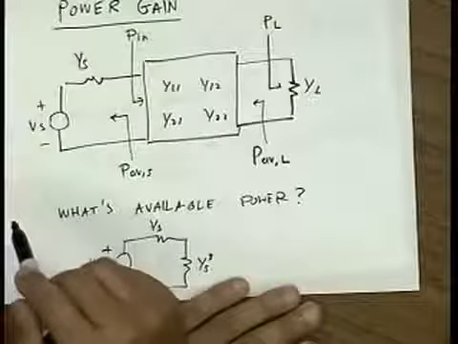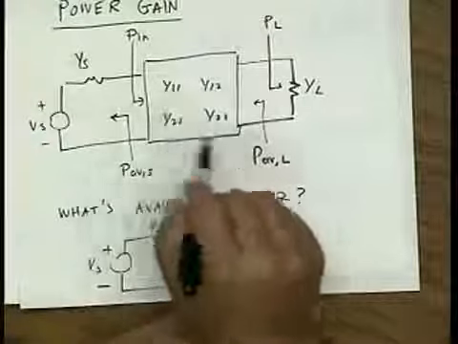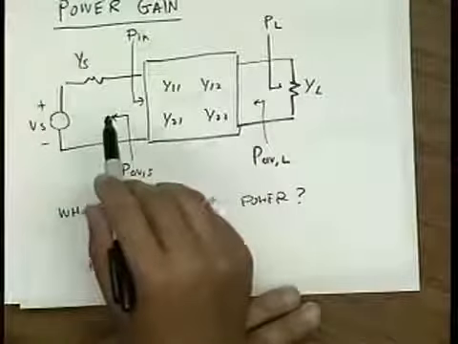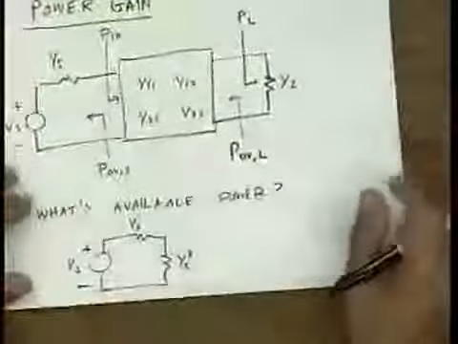In other words, if my transducer gain comes out to be less than 1, this 2-port's not providing any useful power gain. It's actually doing worse than you would if you just simply matched the load. Okay? So what is this going to be a function of?